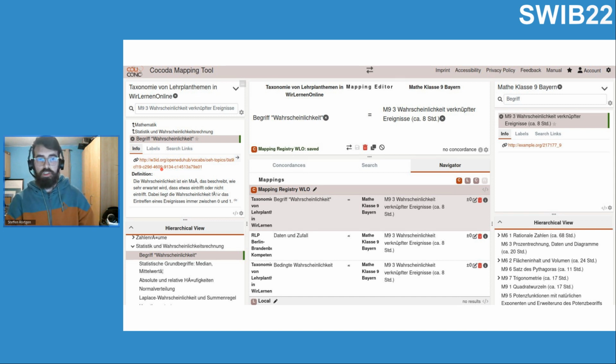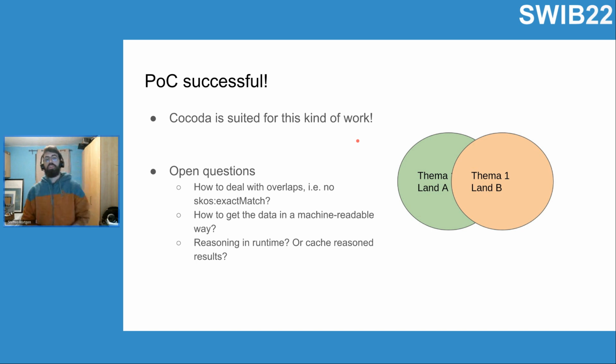This is a screenshot from Cocoda. It's a very nice tool to do the mapping. On the left-hand side, we had some curriculum data. On the right-hand side, the teachers had some curricular data, and then they just drag and drop the topics right here in the middle, chose the relation, hit save, and that's it. So the proof of concept was successful. Cocoda was very suited for this kind of work. And we were able to get resources to curricular topics that they were not explicitly allocated to.